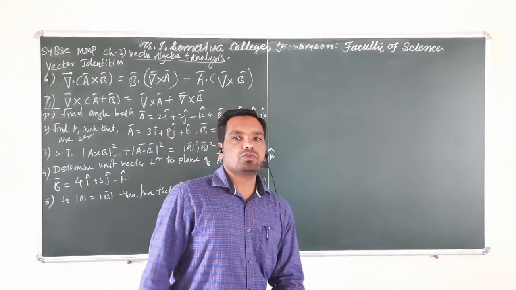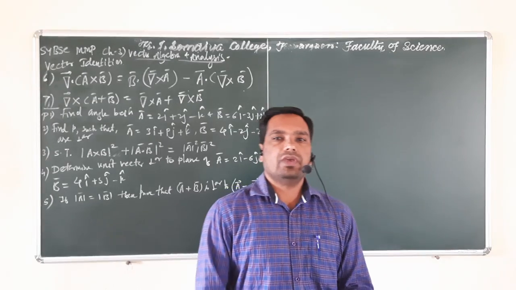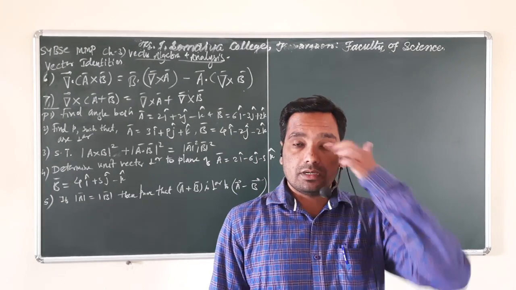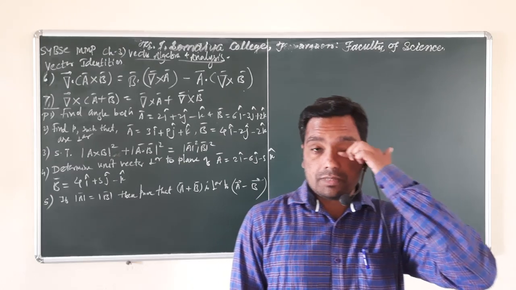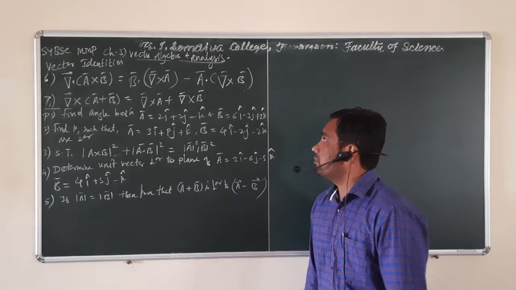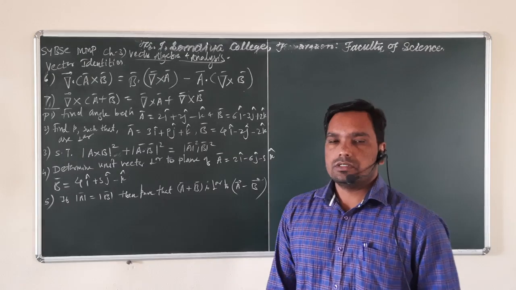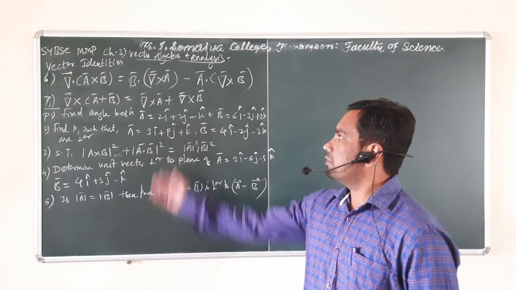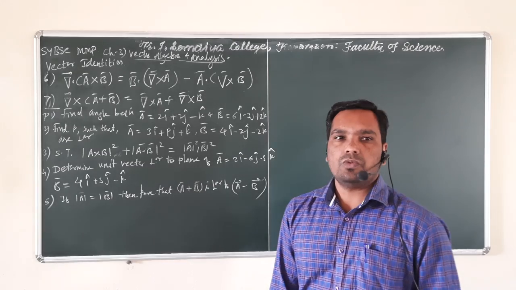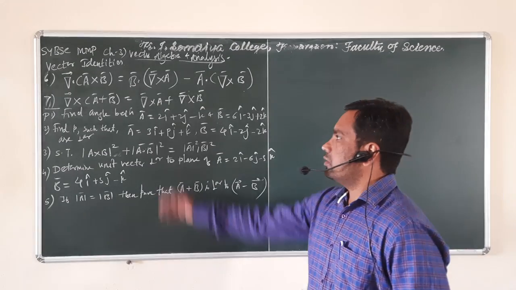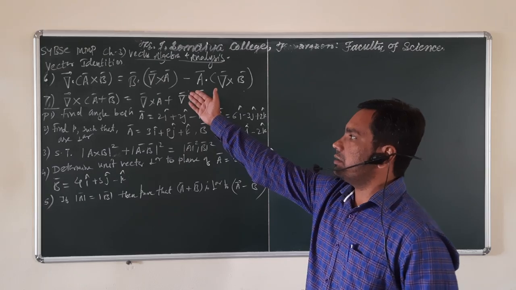Good morning, dear students. Now we are moving to the next point of this chapter that we started, chapter number 3, which is vector algebra and analysis. I showed you the vector identities. We proved five vector identities. Now we are moving to vector identity number 6.